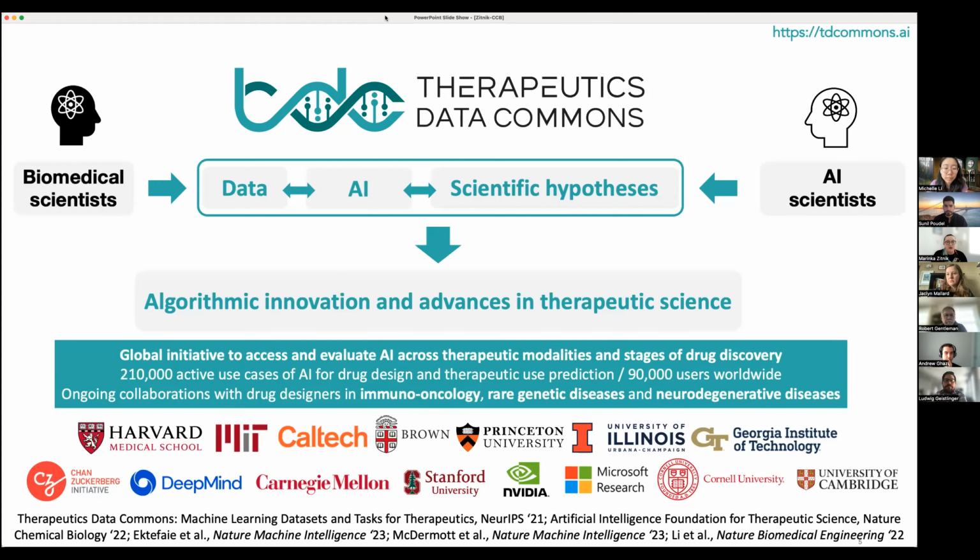The work that we are doing in my group within that area is generally released and made available in Therapeutic Data Commons, which is an initiative that sits in between the biomedical scientific community and the AI and machine learning community, and serves as a meeting point between biomedical scientists and AI scientists. Therapeutic Data Commons, at its core, provides reliable data sets, pre-trained AI models, and the ability to generate scientific hypotheses with the goal of facilitating algorithmic innovation, as well as supporting advances in therapeutic science.